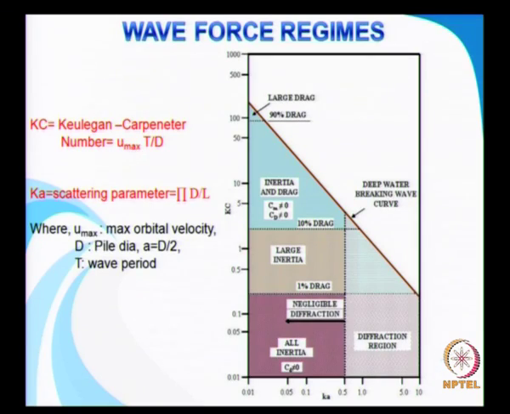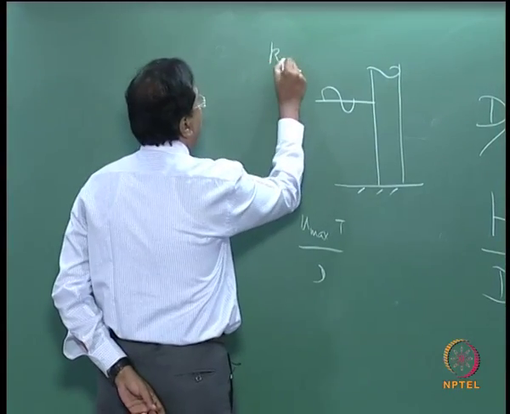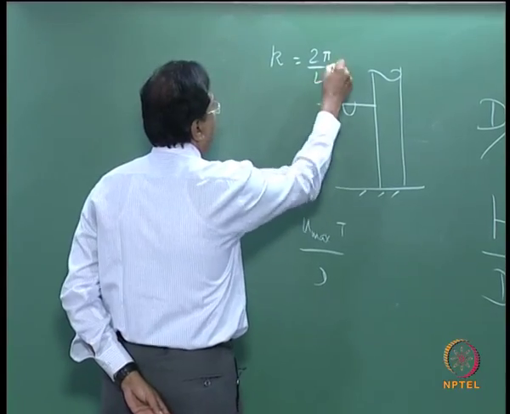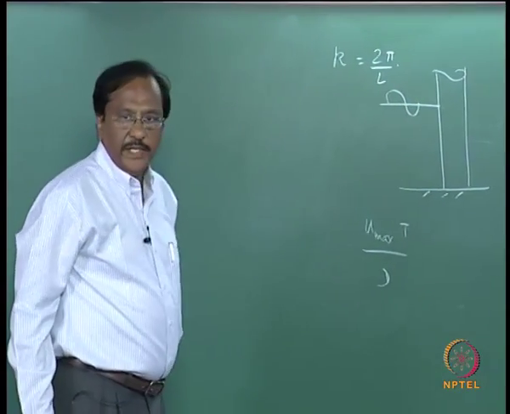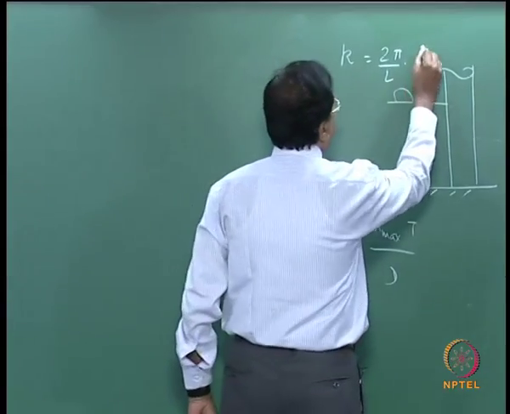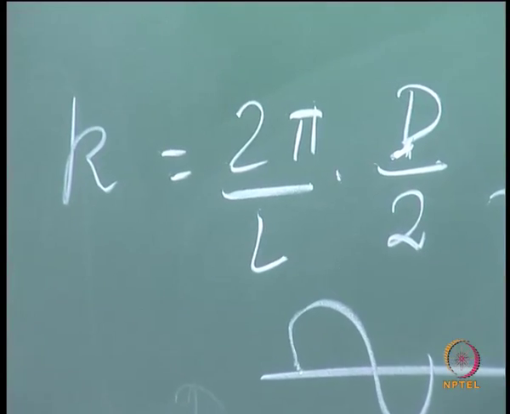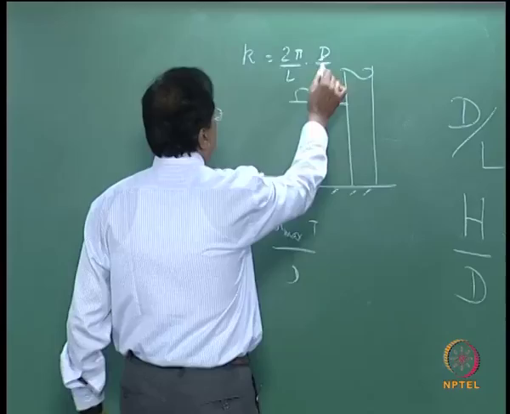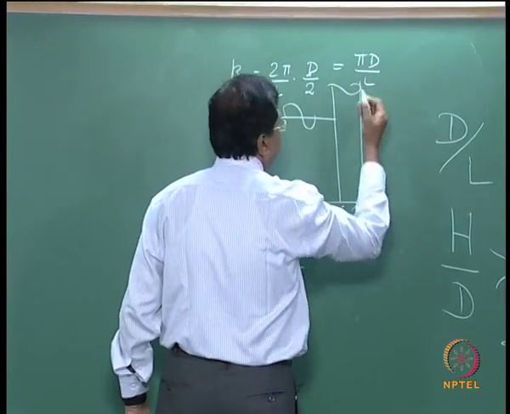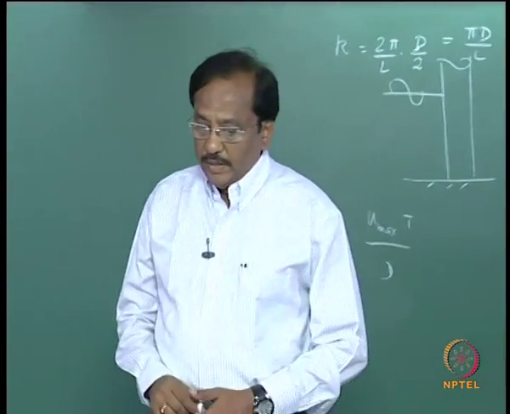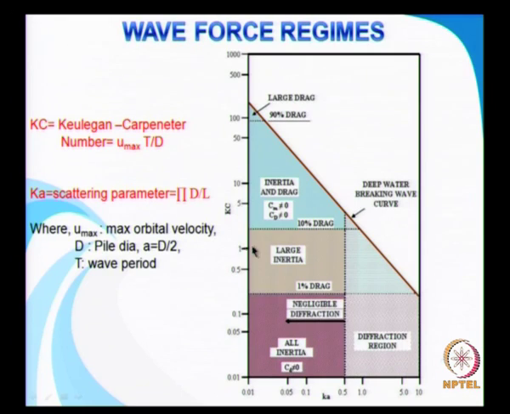The other parameter on the x axis is what is called the scattering parameter. The scattering parameter k a is small k, which is 2 pi by L, into a, where a is the radius of the structure, which is D by 2. So this can be nothing but pi D by L, as indicated. So this shows the different force regimes.